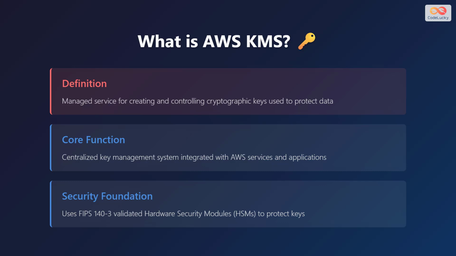AWS KMS is a managed service that allows you to create and control cryptographic keys used to protect your data. It serves as a centralized key management system that integrates seamlessly with AWS services and your applications. The security foundation of KMS relies on FIPS 140-3 validated hardware security modules, also known as HSMs, which provide the highest level of protection for your encryption keys.